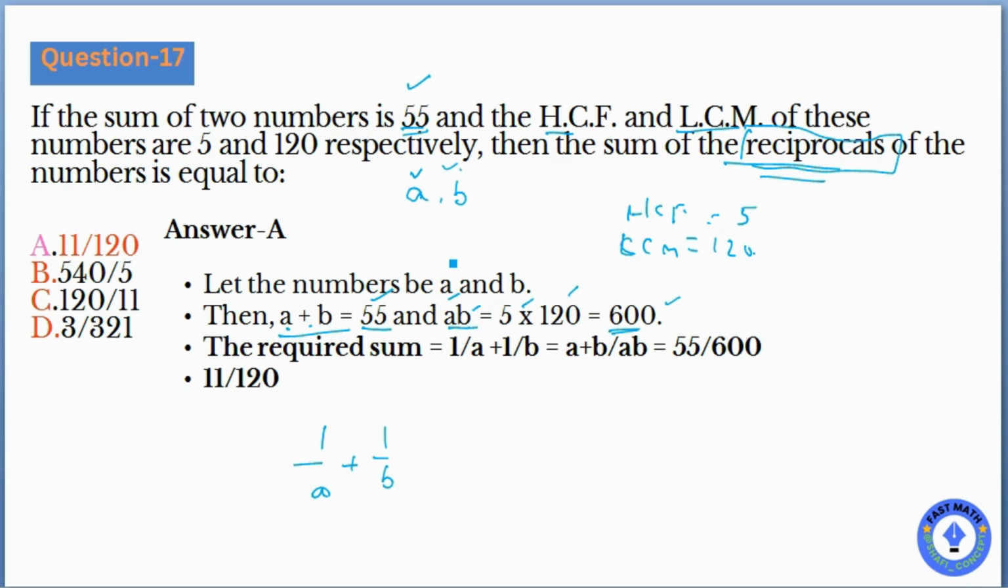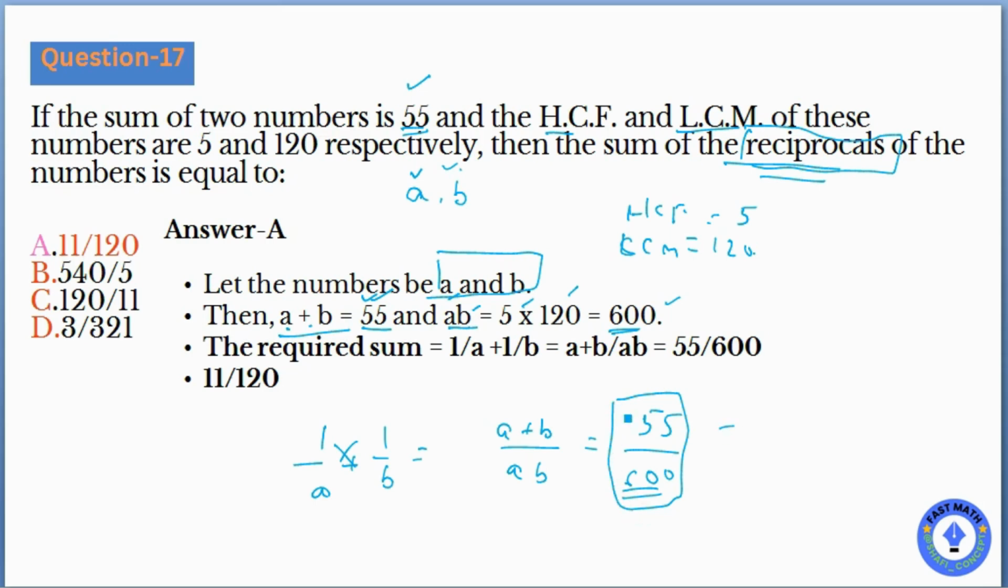Whenever you take the LCM, 1 by A plus 1 by B becomes A plus B divided by AB. As per the problem, A plus B is 55 and AB is 600. This is the answer, 55 by 600. This is the conventional way of doing it. Let's move to the shortest way.